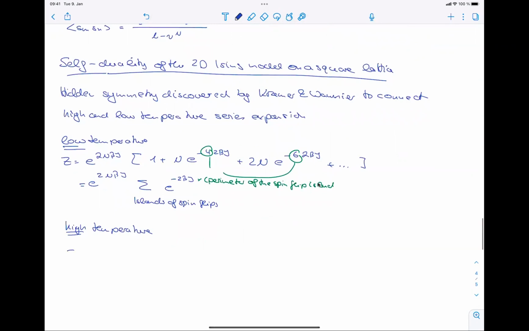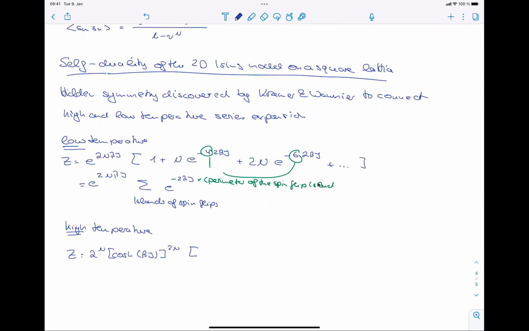So here we have, again, a contribution from what's happening at high temperature, which gives us this prefactor. This was the number of bonds. And then we were enumerating these closed loops, right?